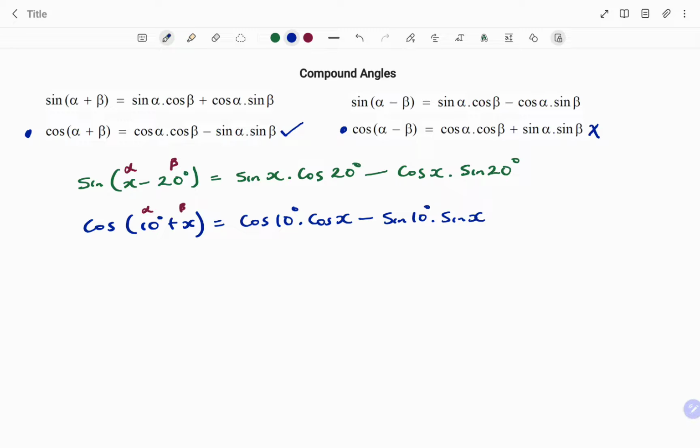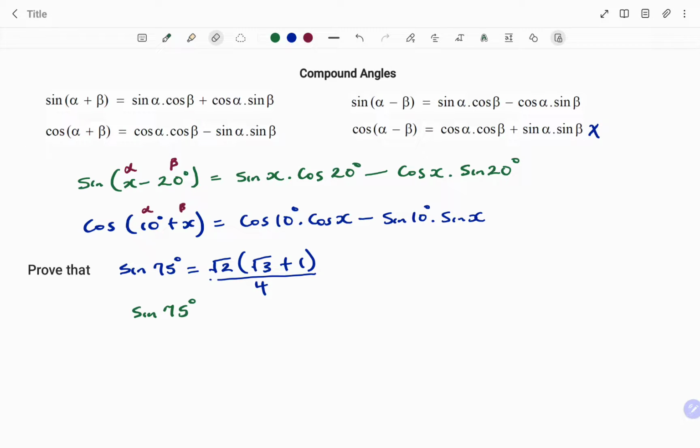In the next example, we have to prove that sine 75 degrees equals root 2 in bracket, root 3 plus 1 close bracket, all divided by 4. I start with my sine 75, because I need to break it down to look like one of the compound angle identities. So therefore, using my special angles, I'm going to break sine 75 into 45 degrees plus 30 degrees. I could have used 30 degrees plus 45 degrees. I'm going to get the same answer.